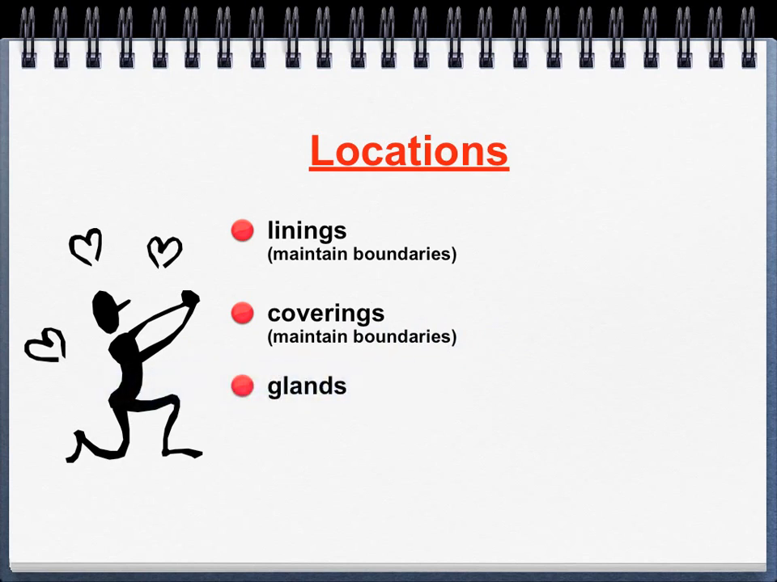The third place you'll find epithelial is in glands. A modified epithelial tissue is what makes up your salivary glands and your lymph nodes and your thymus and all those glands in your body. So linings, coverings, and glands. The glands, if we're looking back at necessary life functions, are necessary for growth, reproduction, and responsiveness.